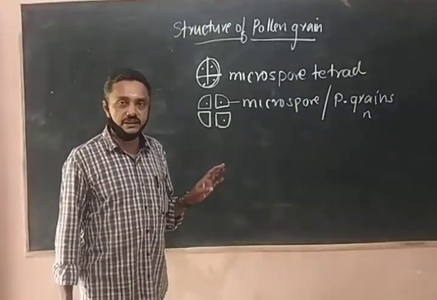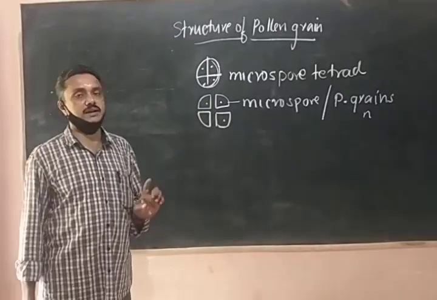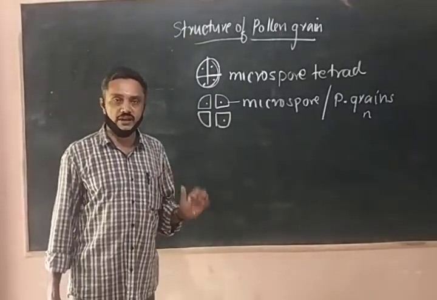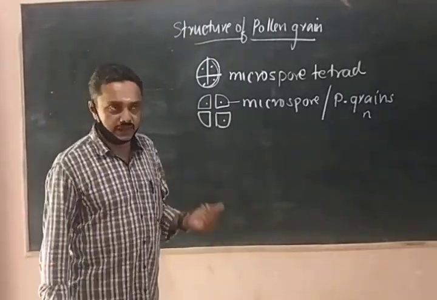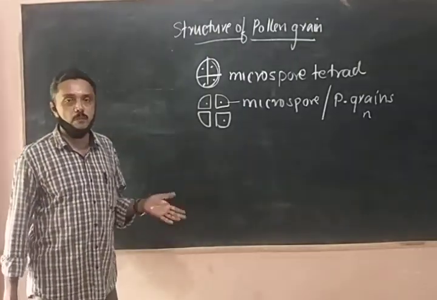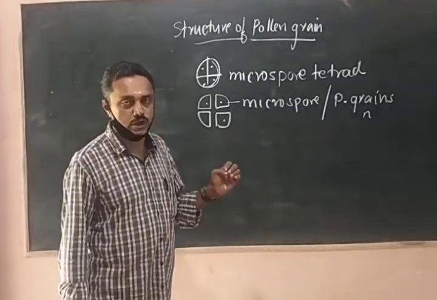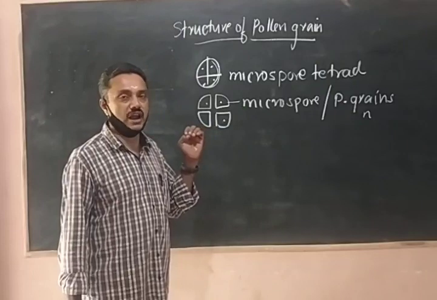Four layers are there: outermost epidermis, endothecium, middle layers, and the tapetum. Inside the anther, androecium or anther, four lobes are there. In each lobe, first of all, sporogenous tissue develops. Sporogenous tissue, spore-producing tissue, develops in each lobe.